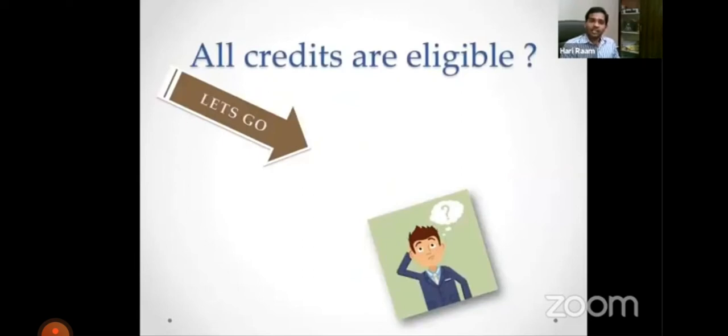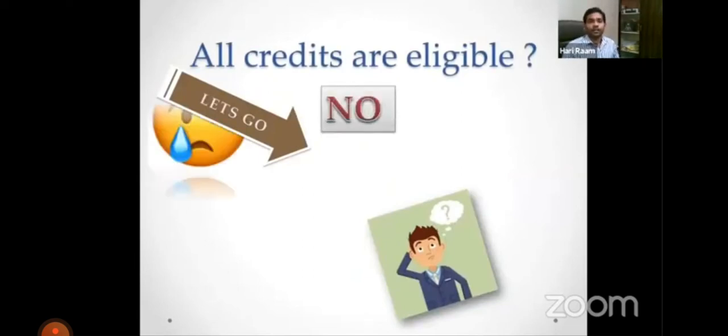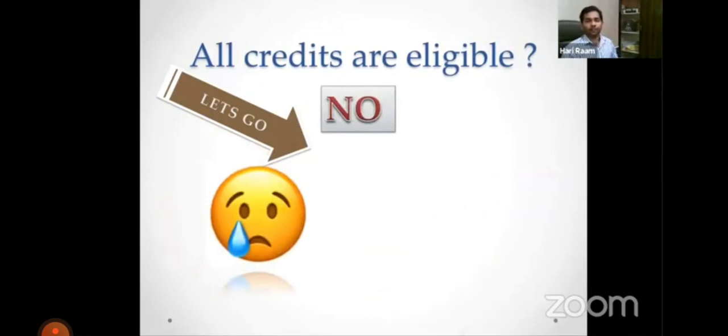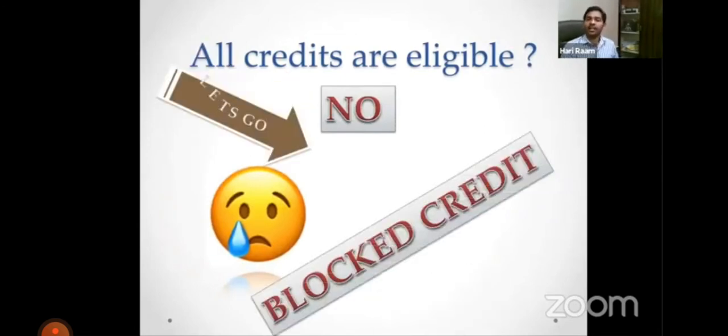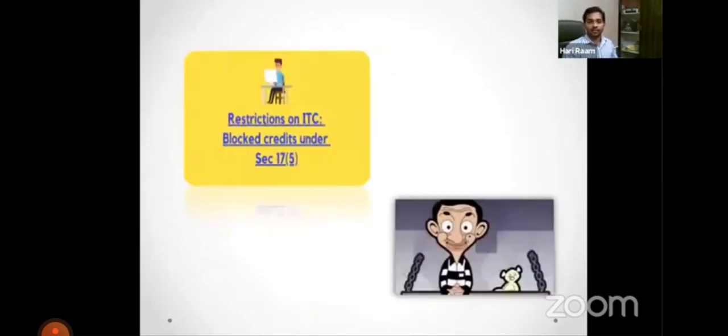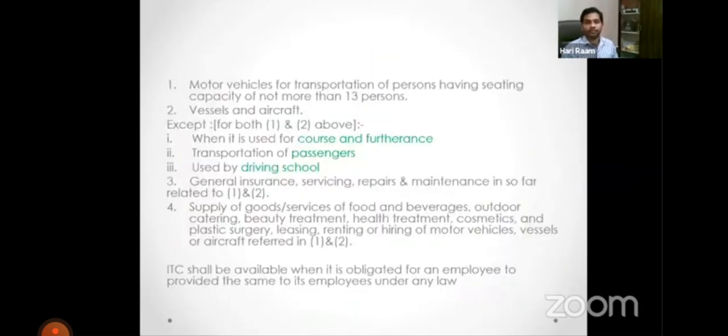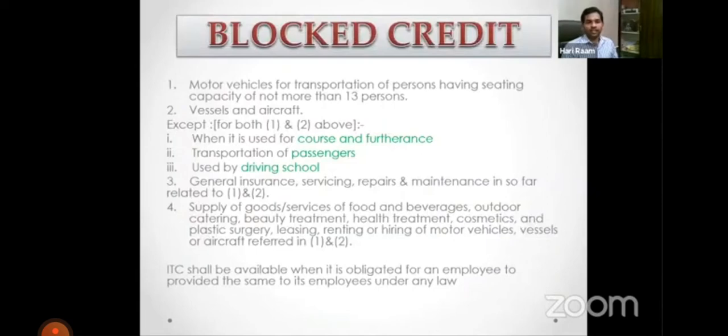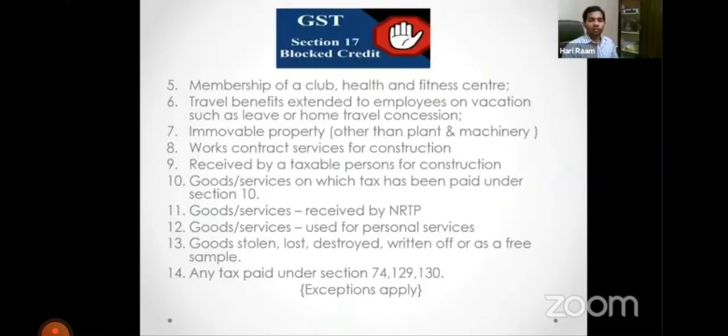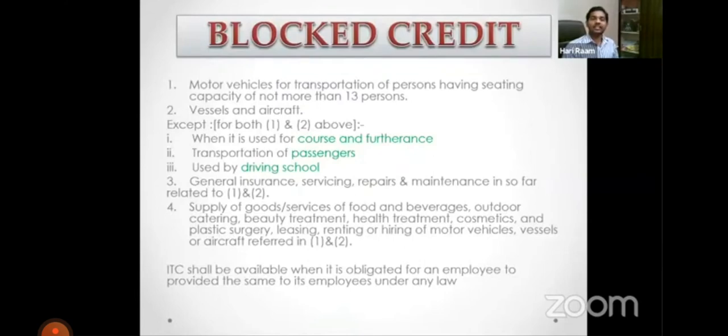Are all the credits eligible to take credit? No, because there is a blocked credit under Section 17 subsection 5 that restricts the ITC. These are the standard items we have to remember, simply by heart. 14 things are blocked. Such transactions cannot be taken into credit.